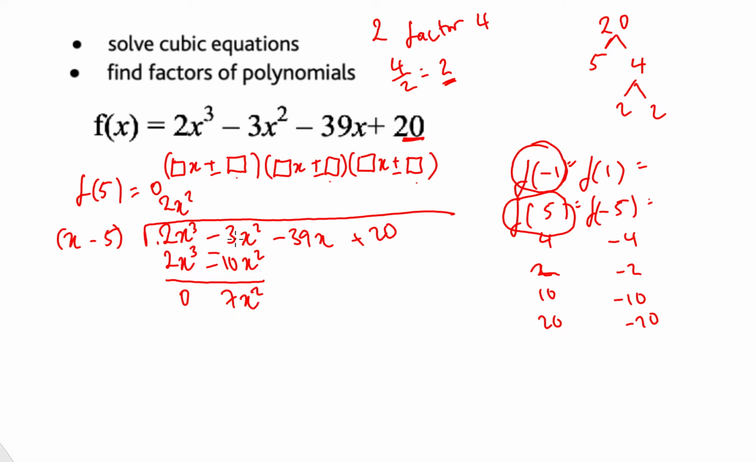This is something that a lot of people can trip up on. We are subtracting these two terms here, so this is minus 3x squared minus 10x squared. Okay, that's probably the only thing that could go wrong in these types of questions.